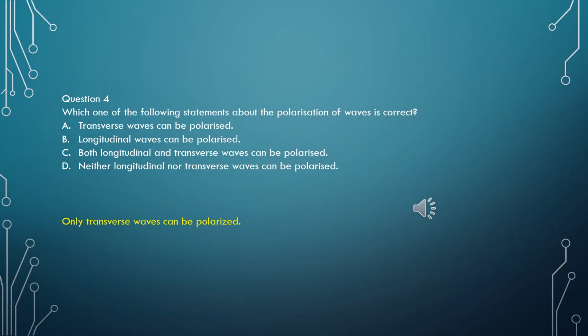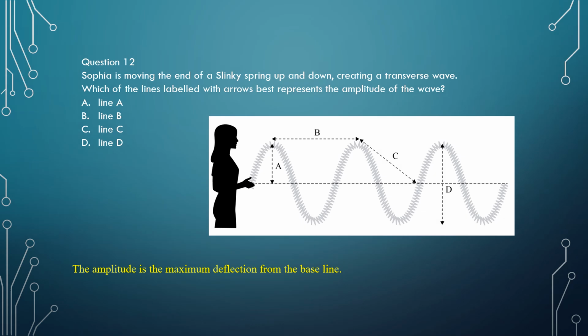Only transverse waves can be polarized. The amplitude is the maximum deflection from the baseline. B is the wavelength.